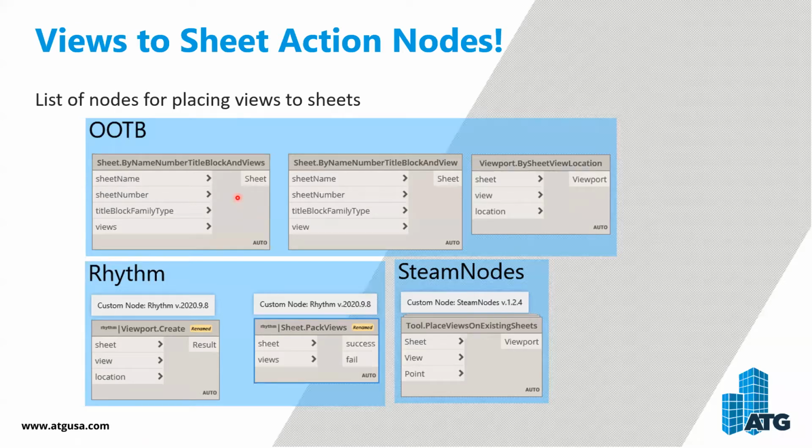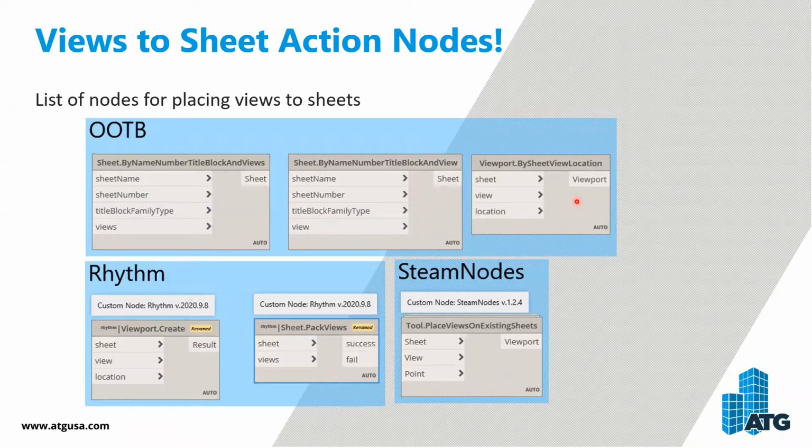So this one does the method for views. This one does it one view per sheet. It does create the sheet for you, so there is no need for the most part to create the sheets at the beginning. This next node here, the Viewport by Sheet View Location, is a new node. These are all pulled from Dynamo for Revit 2021.